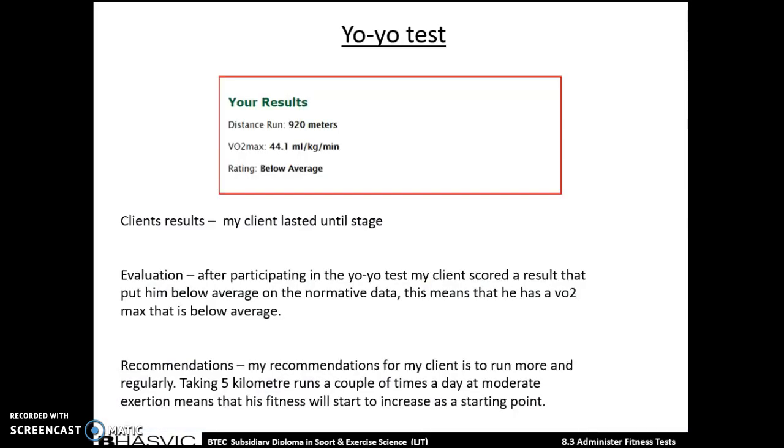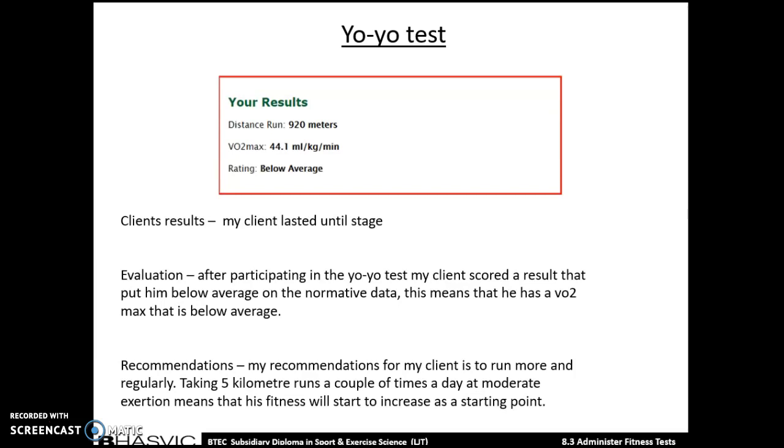So now moving on to my test slides. My first test was the yo-yo test, and as we can see, my client's VO2 max was below average. My evaluation of this is after participating in the yo-yo test, my client scored a result that put him below average on the normative data. This means that he has a VO2 max that is below average.